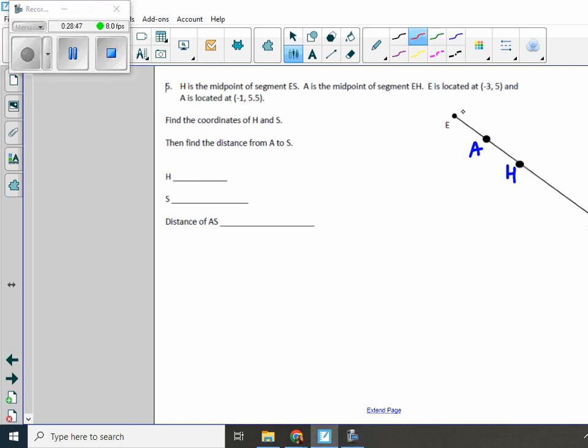All right, we are told E is at -3, 5 and A is at -1, 5.5. Okay, if I know A is the middle between E and H, what do you think we're finding first, H or S? Yeah. How do we find H, if you know one end and the middle?